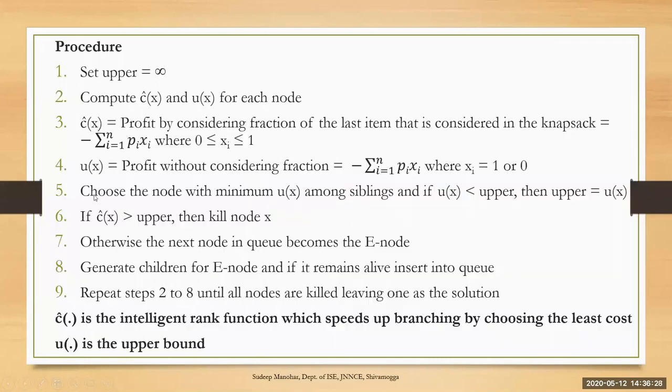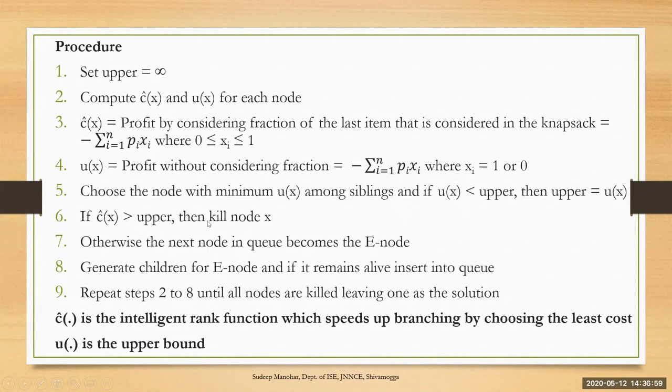So how do we have to start? We have to choose the node with minimum u of x among the siblings. And whichever is minimum, compare that with upper. If u of x is lesser than upper, then you have to update the upper. Otherwise, don't. Next, you have to compare the C cap of x value. If C cap of x is greater than upper, then you have to kill the node x. So these are the main two conditions that we will use in this problem.